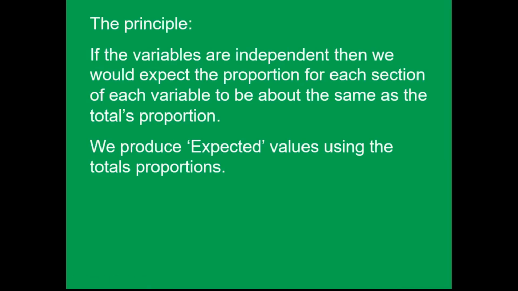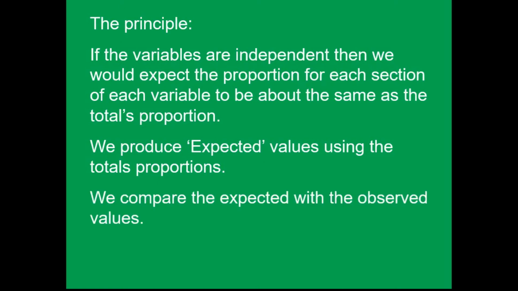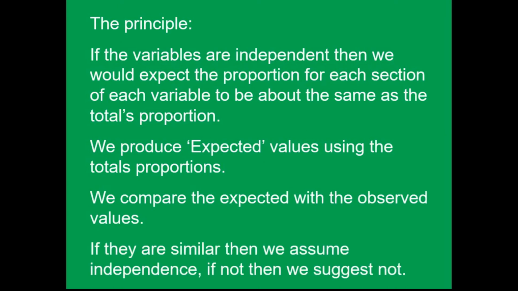We produce expected values using the totals proportions, and there's a really nice easy way to do that. We then compare the expected values with the observed values that we've got. If they're similar, then we can assume independence. If not, then we suggest that they're not independent.